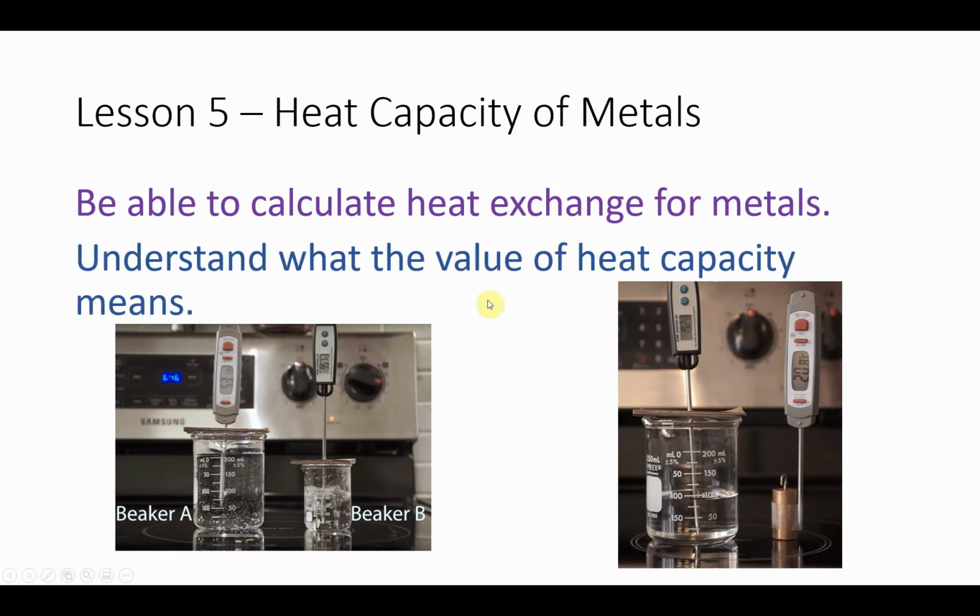But the other underlying principle in this is we're going to be trying to get a grasp on what heat capacity actually means. Because water may have a heat capacity of 4.184, but metals don't. And we're going to try to get a feeling, when we look at a heat capacity number, for what it's trying to tell us.